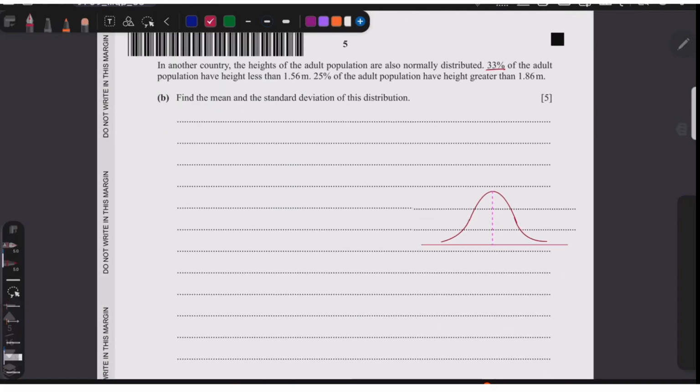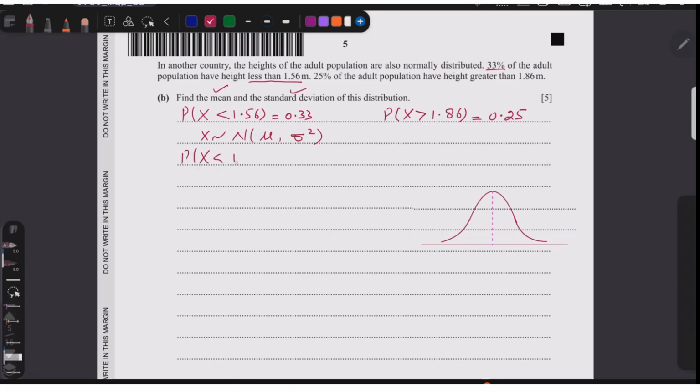Part B says in another country, the heights of the adult population are normally distributed, with 33% of the adult population having height less than 1.56. Probability of x less than 1.56 is 0.33. And the other information is that 25% of the adult population have height greater than 1.86. Probability of x greater than 1.86 is 0.25. And x is normally distributed with mean and variance, and this is what we need to find, the mean and standard deviation. Okay, let's solve one by one.